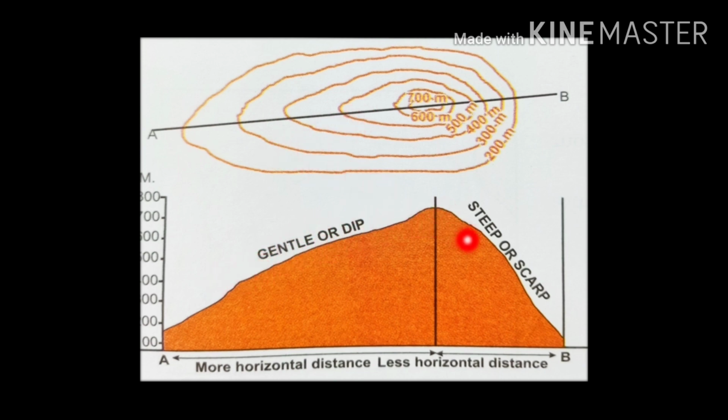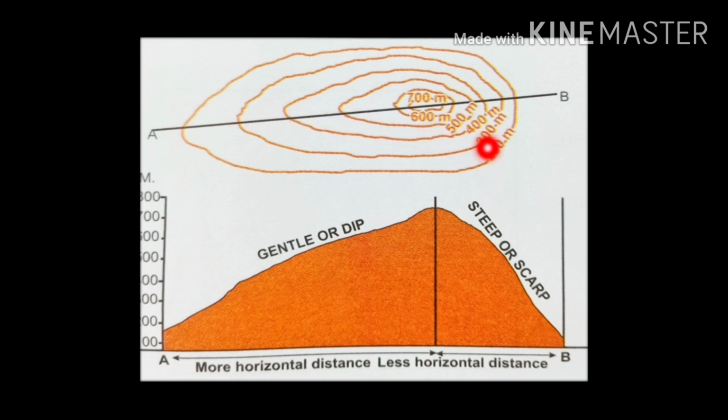If we say this is a hill or a hillock, it's not a hillock rather, because the height if we see is 700 meters. So rather it's a mountain. So if it is a mountain, then one slope, this slope is steep, and that's why the contours are closely spaced. Whereas the other slope is gentle, and that's why here the contours are widely spaced.